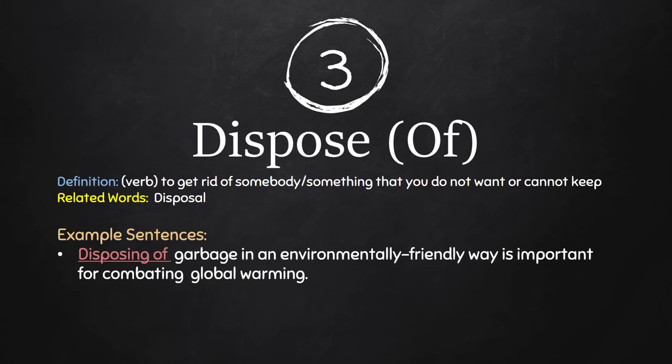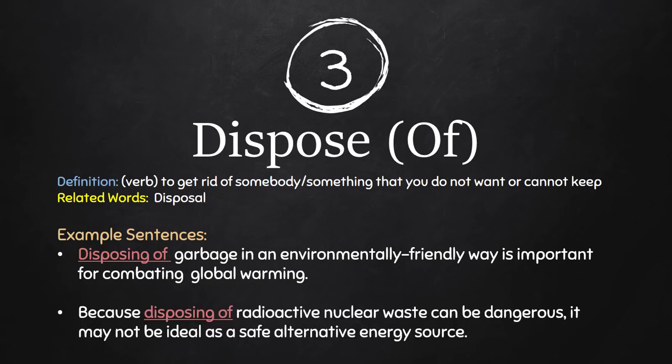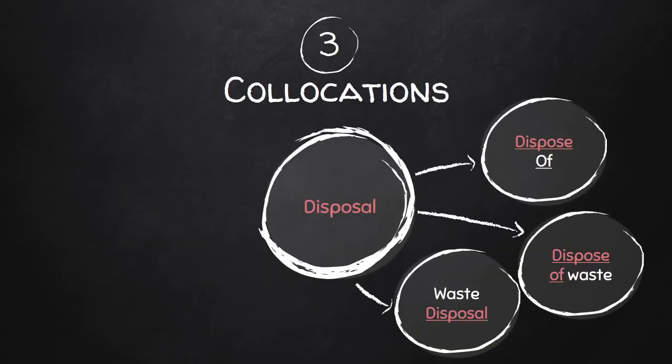For example, disposing of garbage in an environmentally friendly way is important for combating global warming. What does combating mean? Do you know the word combat? Well, combating, combat, fight, fighting global warming, combating global warming. This might be a nice word to remember too. Also, because disposing of radioactive nuclear waste can be dangerous, it may not be ideal as a safe alternative energy source. Let's look at some collocations for dispose of.